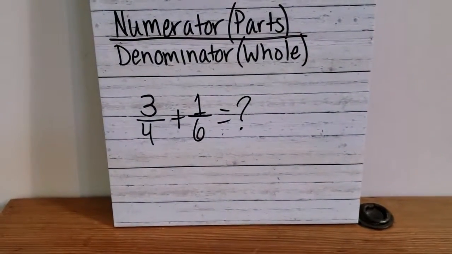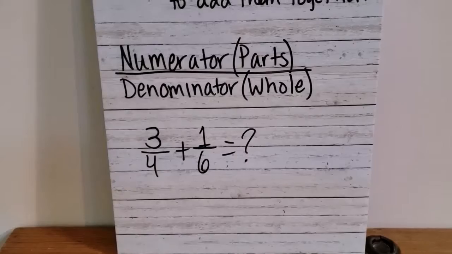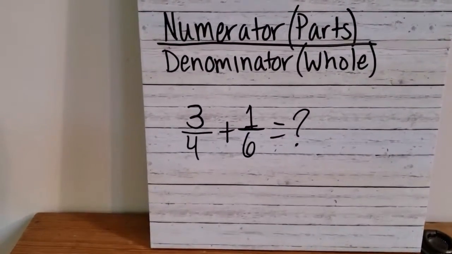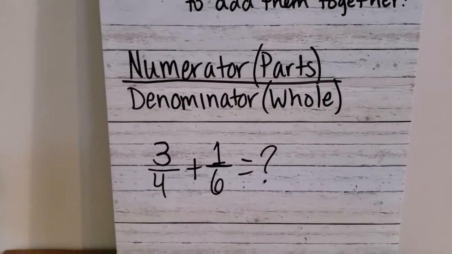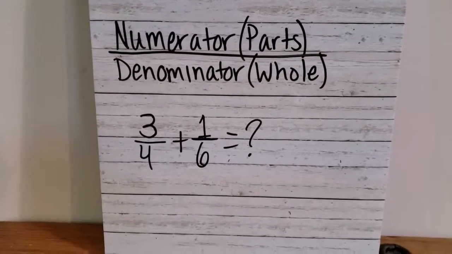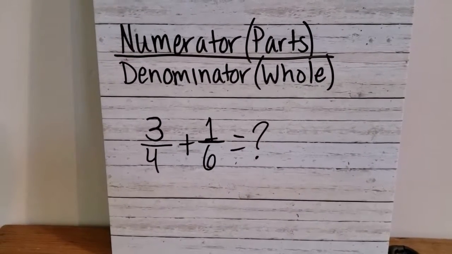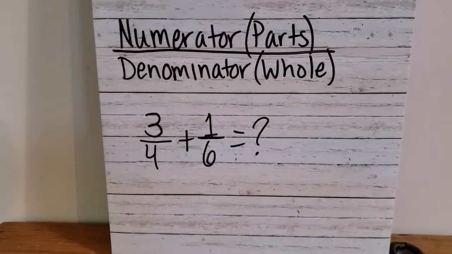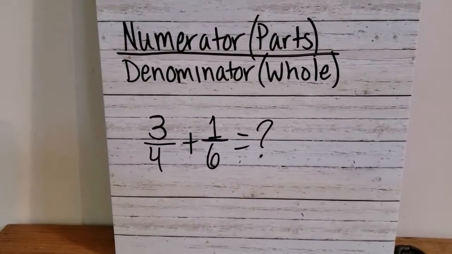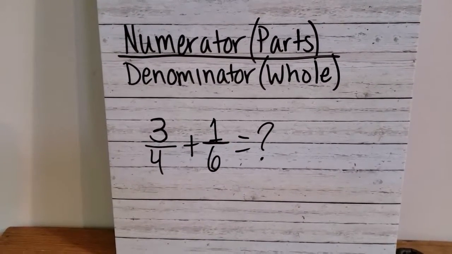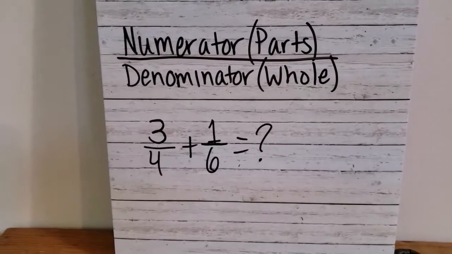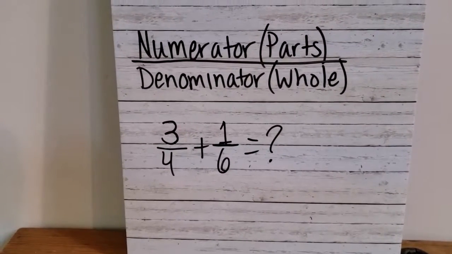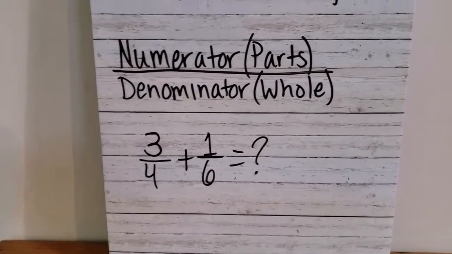If we go back to our fractions, we know that fractions have 2 parts: a numerator, the parts, and the denominator, the whole. In order to add them together, we need to find the common whole so that we can see how many parts we have out of the whole thing. So let's start with our fractions, adding 3/4 plus 1/6.